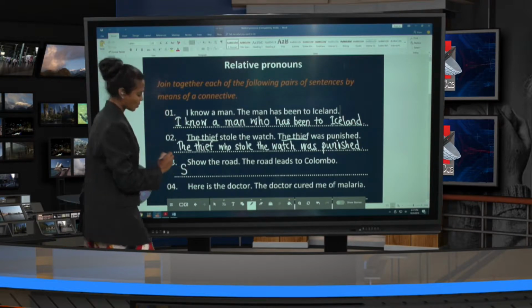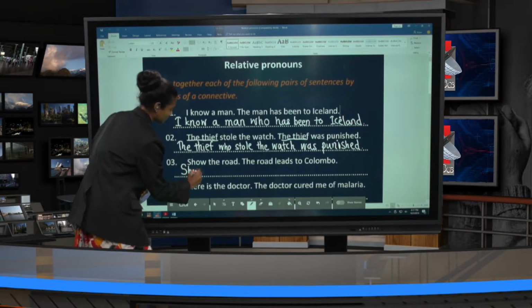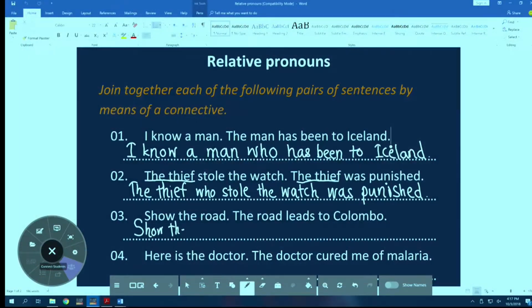Show the road which leads to Colombo. Read the sentence again. Show the road which leads to Colombo. Then fourth one.